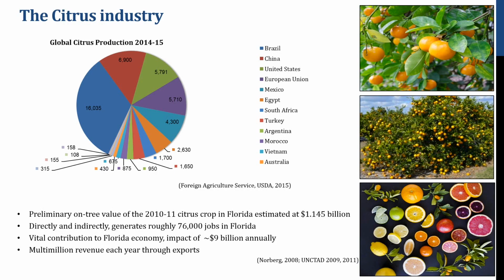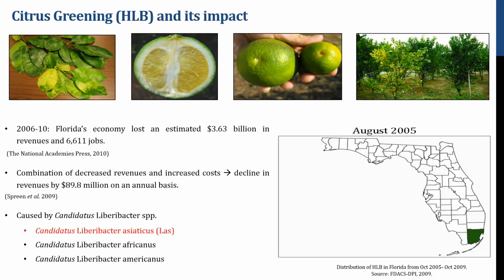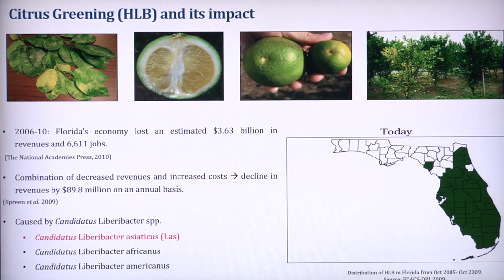So we all love citrus. It's very nutritious. It boosts our immunity, and who doesn't like their OJ in the morning? So that was all the good news. But the bad news is citrus greening, which is also sometimes abbreviated as HLB.